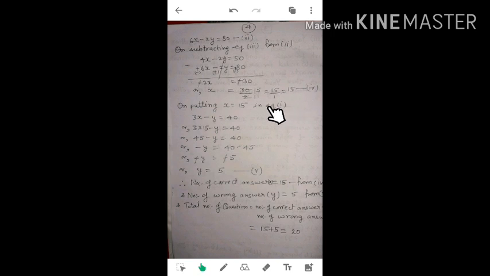Now we'll put this value of x as 15 in equation 1. You can put it in the first, the second, or the third one. Whichever you find easier. I have put it in the first equation. 3x minus y is equal to 40. This is our first equation. In place of x, I have written 15. 3 multiplied by 15 minus y is equal to 40. 3 15s, or 15 3s, are 45, so 45 minus y is equal to 40.